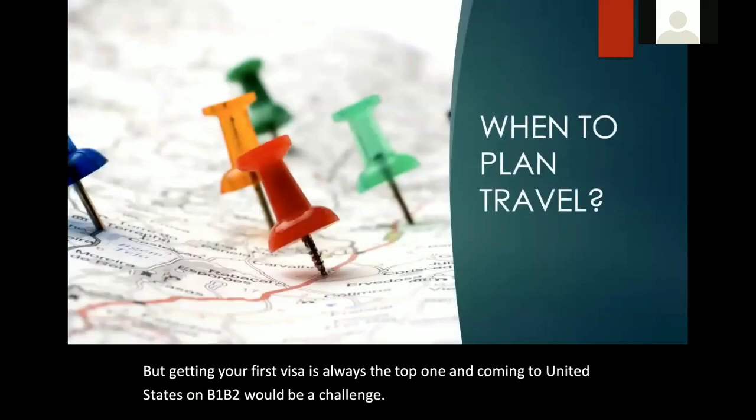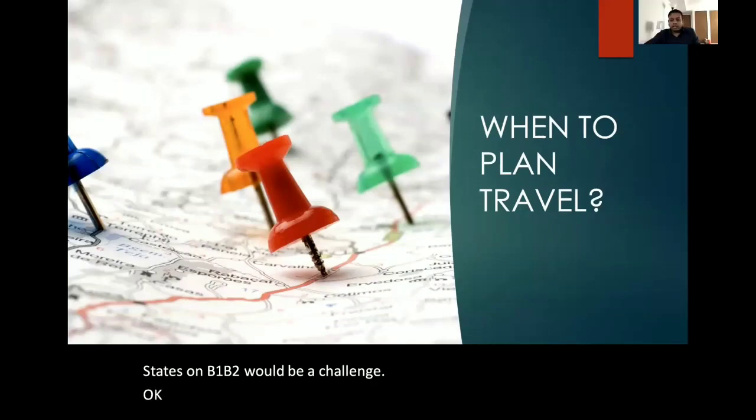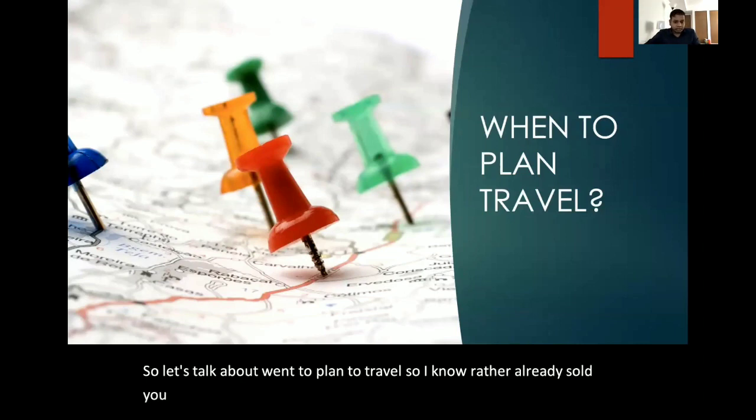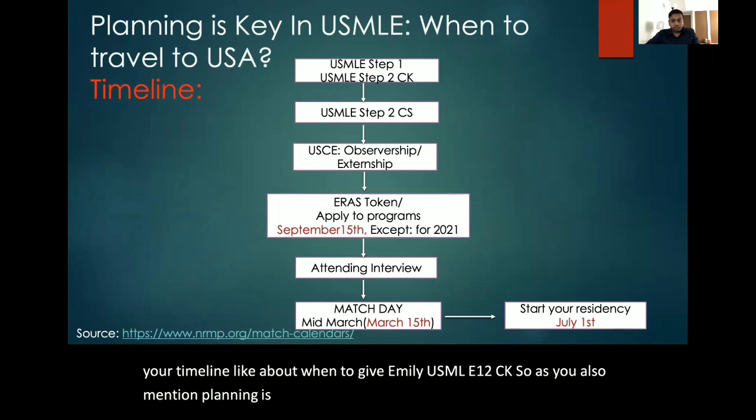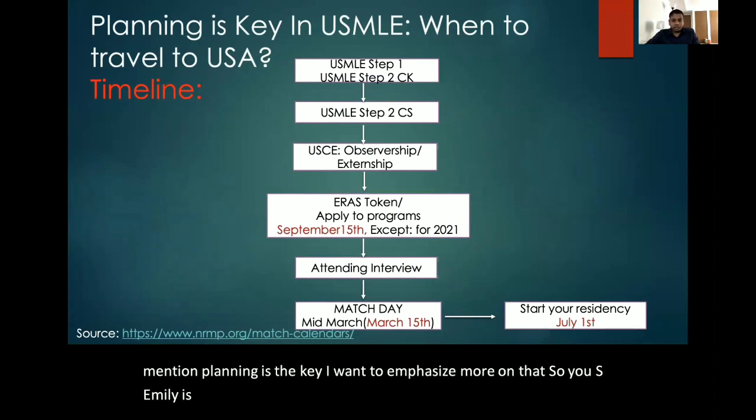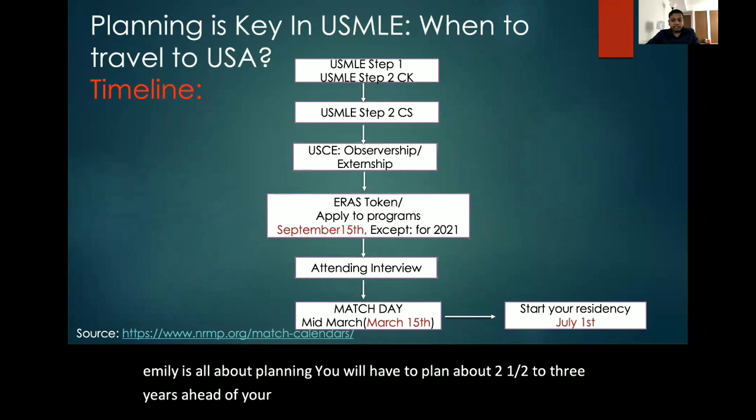Okay. So let's talk about when to plan to travel. So I know Rajendra already showed you a timeline like about when to give USMLE 1 to CK. So as you also mentioned, like planning is the key. I want to emphasize more on that. So USMLE is all about planning. You'll have to plan about 2.5 to 3 years ahead of your time. You are dedicating nearly 3 years of your time for the USMLE.